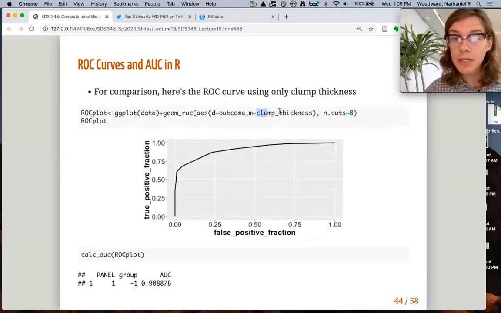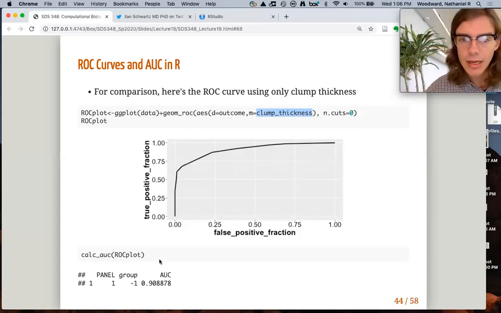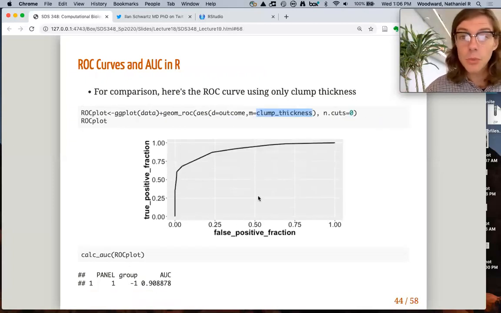So just using clump thickness, right? So I'll put clump thickness in there, just a single predictor. And look, it's much worse. So the AUC is 0.91 instead of 0.99, right? And you can see it's much flatter here compared to that one, right? So we're definitely getting better predictions by including those other things in the model, right?